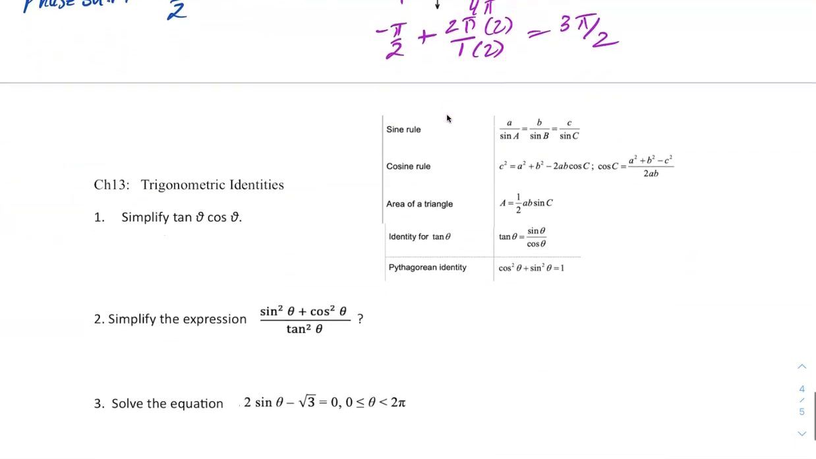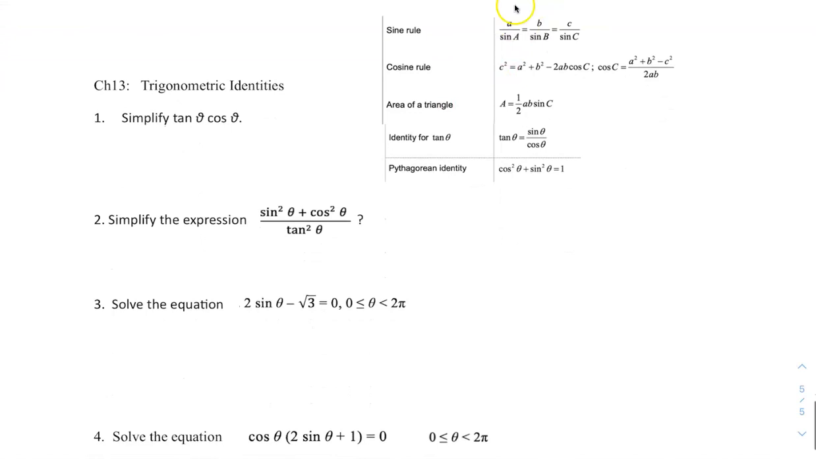Chapter 13, trig identities. I'll give you all the identities right here. So the sine rule, cosine rule, area of a triangle, identity for your tan, and the Pythagorean identity. So this first one here, all we want to do is simplify this. So again, my general rule is keep sine and cosine, change everything else. So tan, I'll change that to sine theta over cosine theta times cosine theta. These will cancel out because that cosine's over 1. You just get sine. There you go, all simplified.